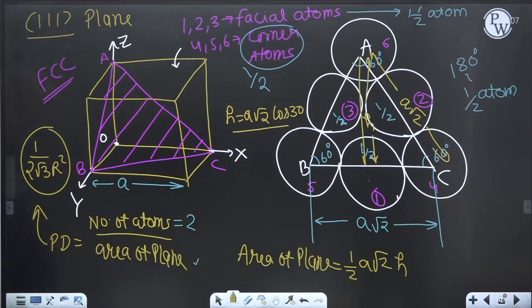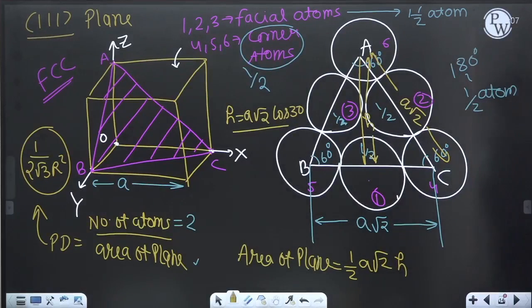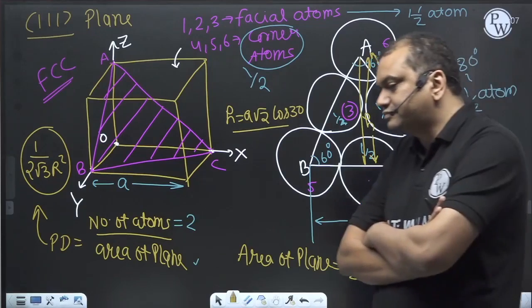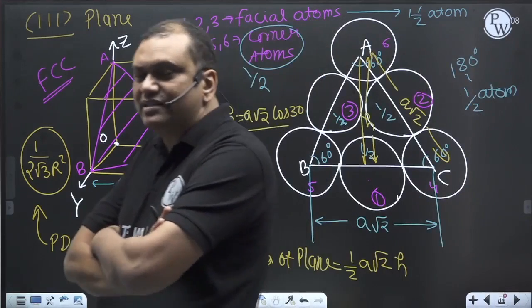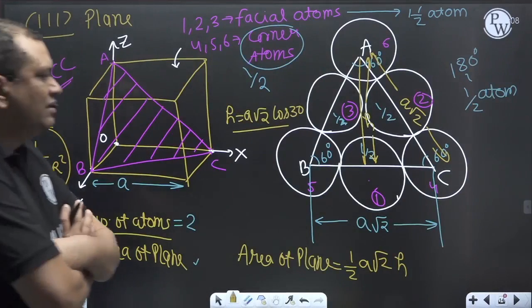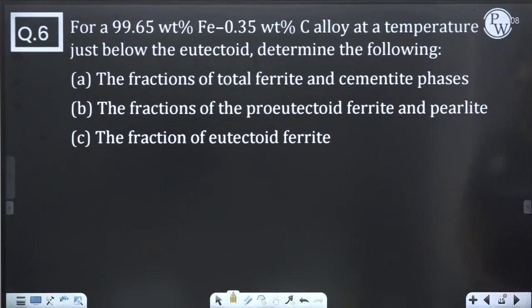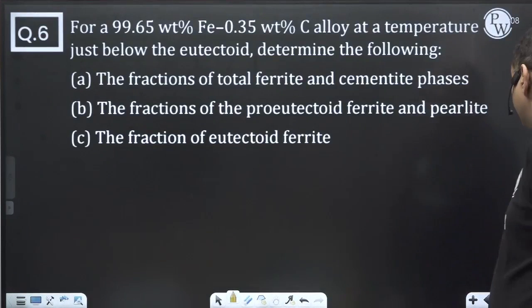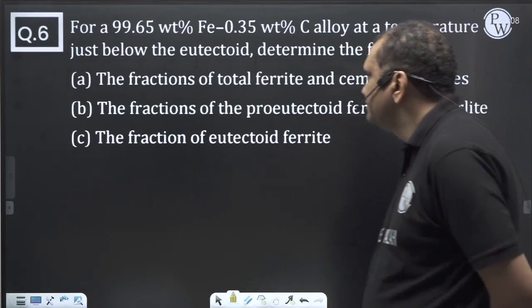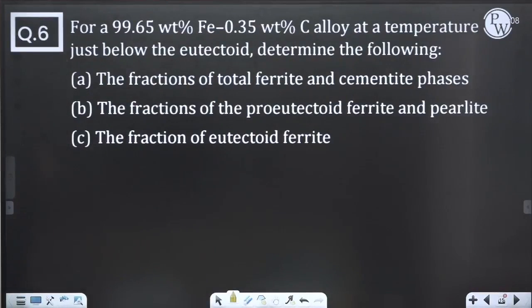Okay. So that was the question on planar density, the fifth question. Okay. Sixth question. Read the question first.